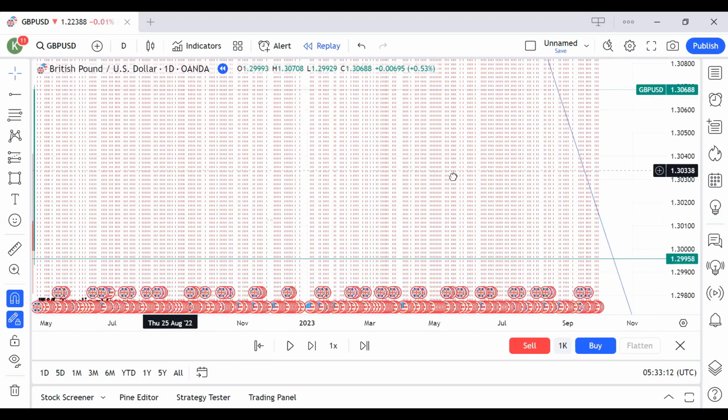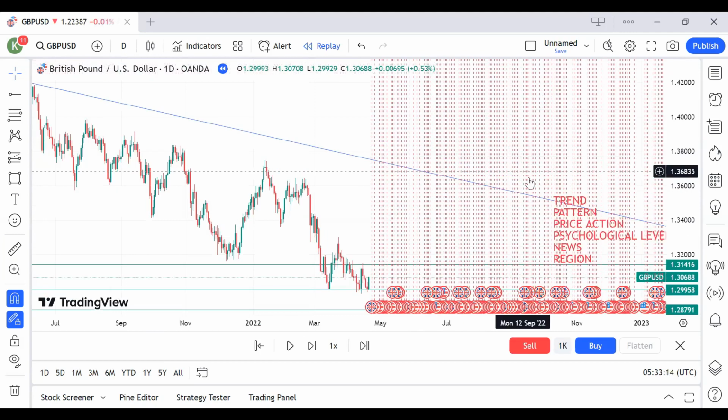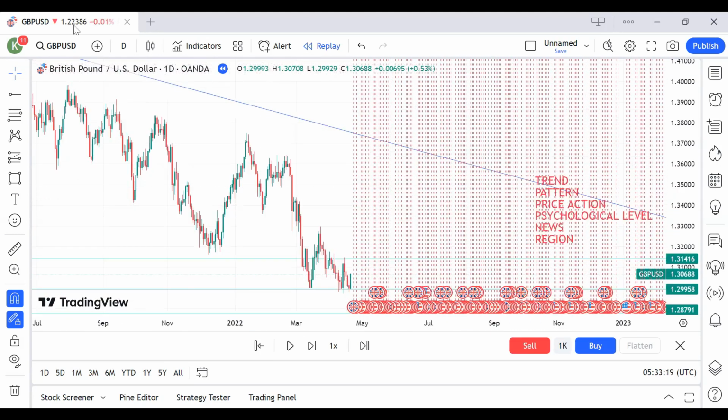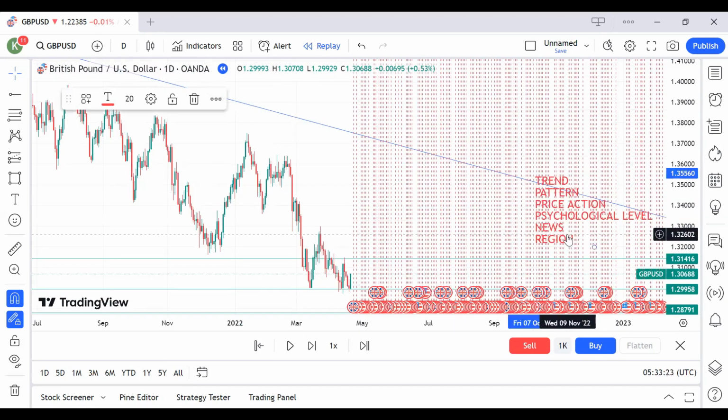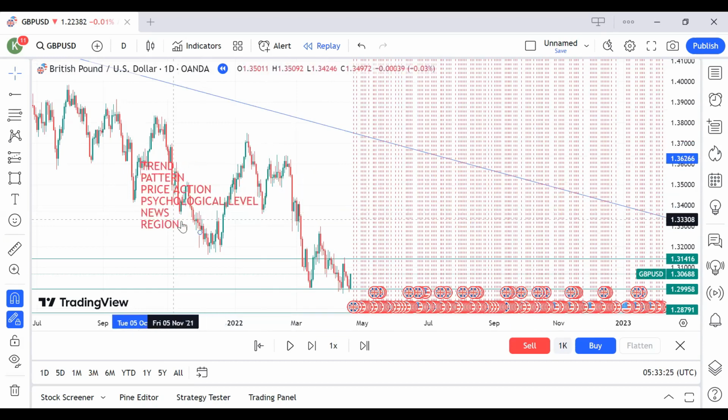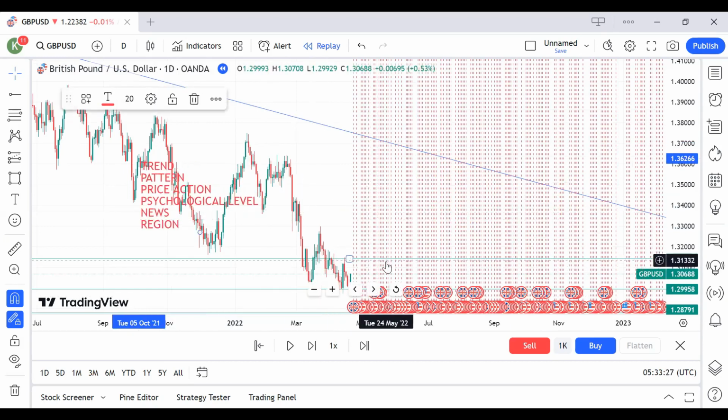So we've looked at trend. We've looked at pattern. Now we're talking price action. With price action, which is this, I'll be looking for when any candle breaks any price action. If it's bearish, I'll look out for a bearish move. If it's bullish, I'll look out for a bullish move. Same also for psychological level. So for psychological level too, price action is the candles that break those levels.